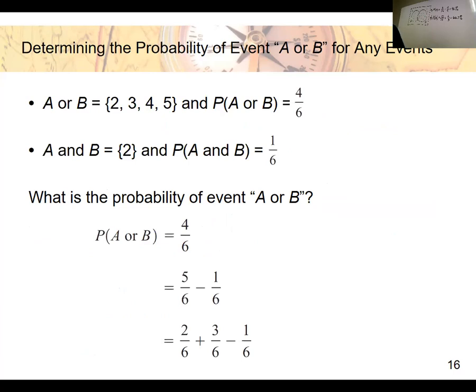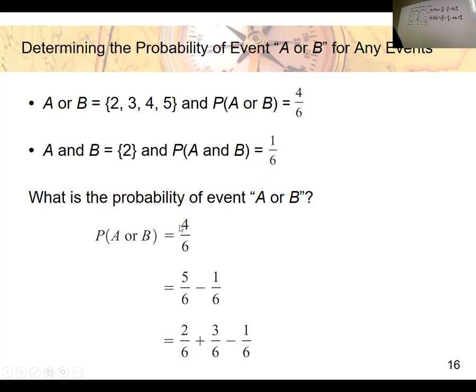Now on the next slide, A or B would be 4 over 6. Okay, because that's a 2, a 3, a 4, and a 5. That would be 4 over 6. But for A and B, we have to consider the 2, because 2 is in both A and B. And the probability for that would be 1 over 6.